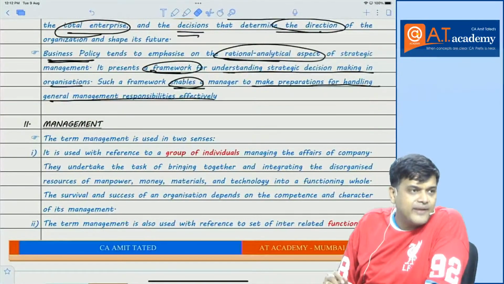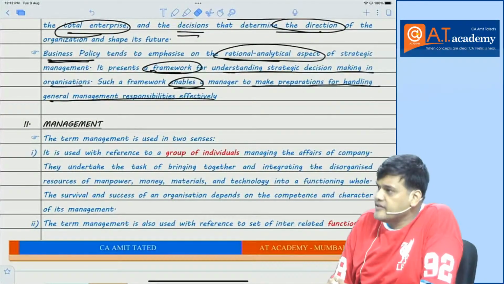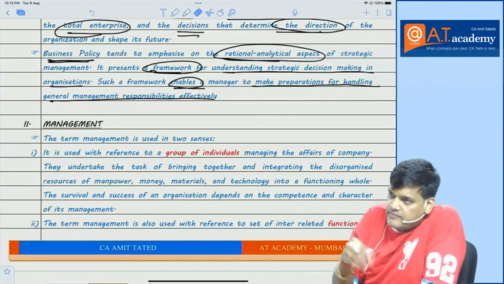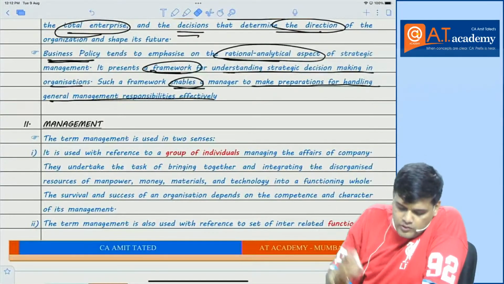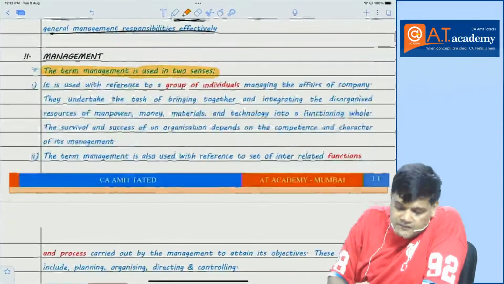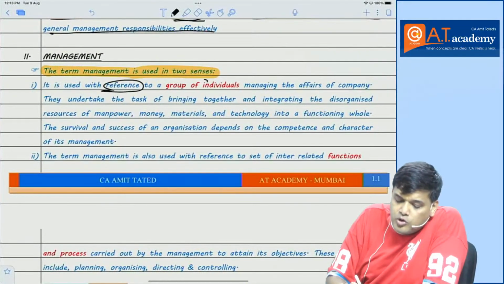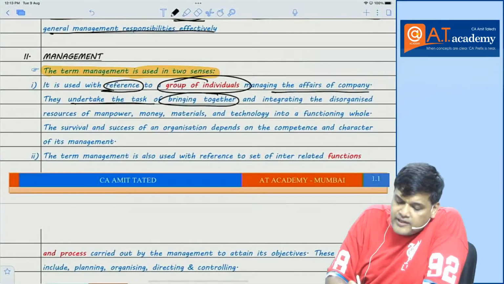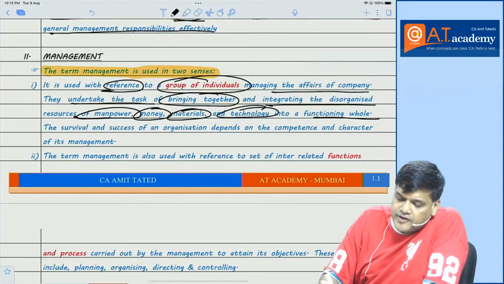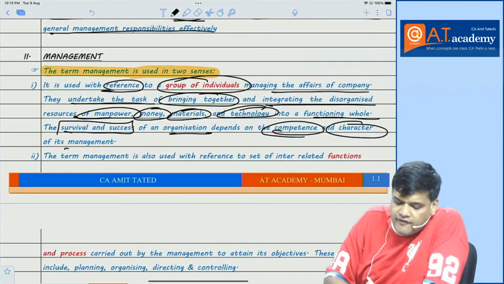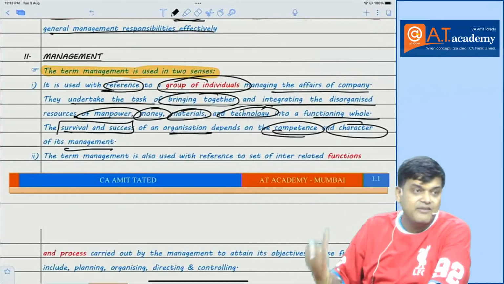Second point, management. We have only the definition of management. Management may have how many definitions? 2 definitions. And in SM, this will be a combined answer. Look at the screen. Management is used in 2 senses. First, it is used with reference to the group of individuals managing the affairs of the company. They undertake the task of bringing together and integrating disorganized resources of manpower, money, material, technology into functioning as a whole. The survival and success of an organization depends on the competence and character of management. Level of management.